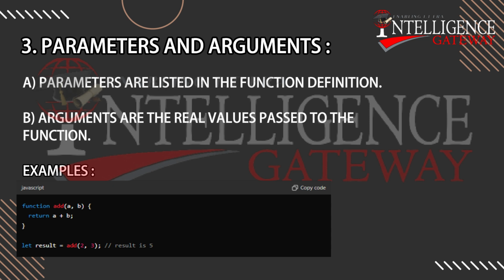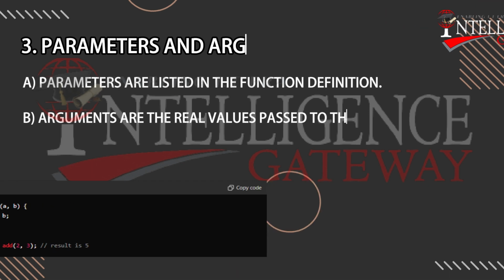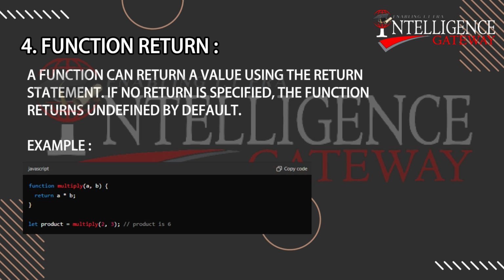A. Parameters are listed in the function definition. B. Arguments are the real values passed to the function. Example. 4. Function return. A function can return a value using the return statement. If no return is specified, the function returns undefined by default.